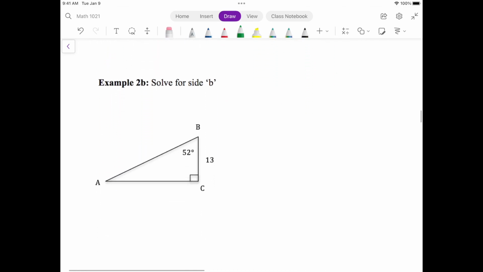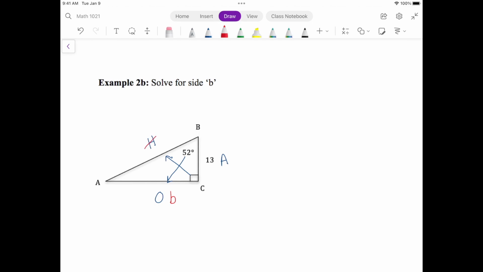Let's look at another example. So my first step is to label my sides. So this side is going to be my hypotenuse. This side is opposite. So this side is adjacent. Now it's asking me to solve for side B, which is this side here.